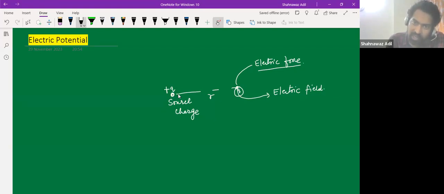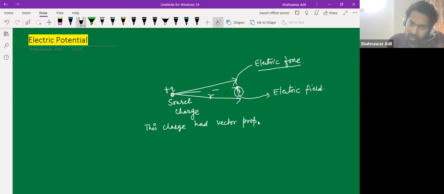So this charge had these properties, and what are these properties? This charge had a vector property, because this electric force is a vector quantity, and this electric field is a vector quantity. This is what we did in the previous chapter.